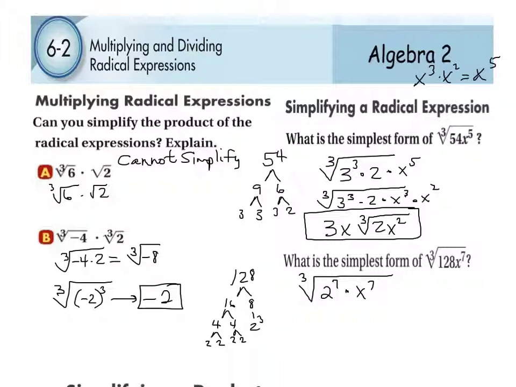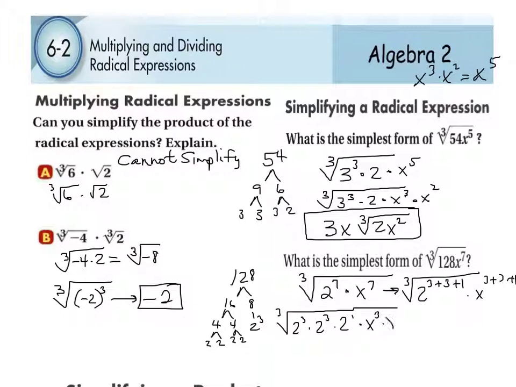So really, as I look at this, I could say this is the cube root of 2 to the third plus 3 plus 1, that's 7, times x to the third plus 3 plus 1, that's 7. So I'm going to rewrite this guy now. This is the cube root of 2 to the third times 2 to the third times 2 to the first times x to the third times x to the third times x to the first.